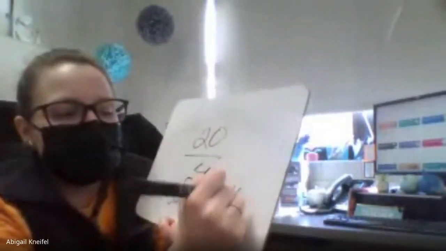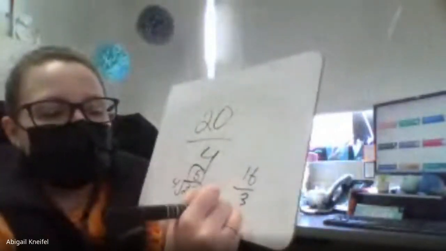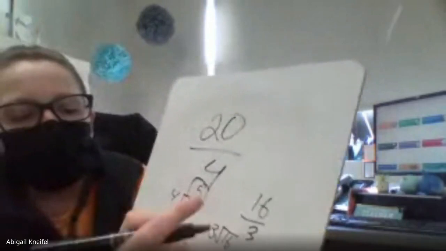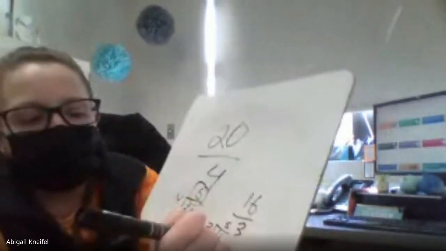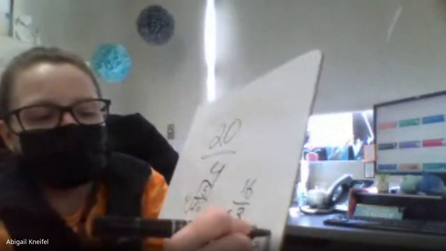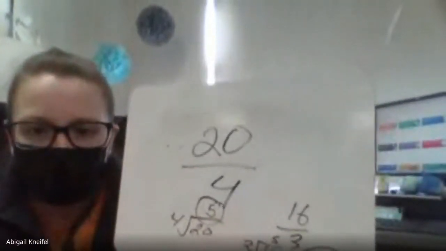If I had 16 over 3, improper. Numerator goes in the box. Denominator goes on the outside. 3 can go into 16 5 times, which is 15. 16 minus 15 is 1. So that would be 5 1/3. If the numerator is bigger than the denominator, you have to divide. Okay? Have to, because it's improper. We can't leave it like that.